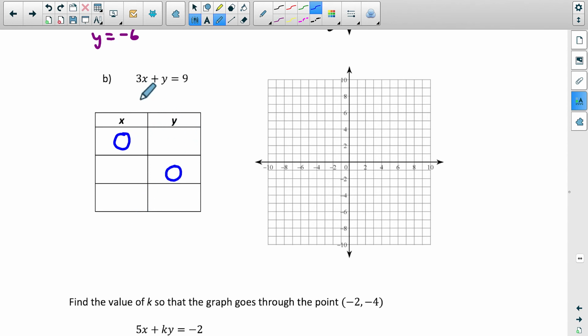So let's do this faster this time. If I put 0 into the x, remember what happens? 3 times 0 is 0. This is just gone. Look what's left. Y equals 9. Boom. Already got my y value.